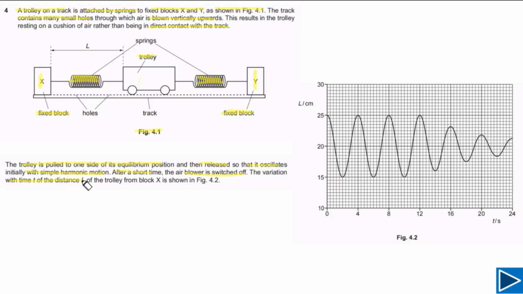Variation with time t of the distance L of the trolley from block X is shown in figure 4.2. So this is figure 4.2. From this figure, we can also see at the beginning, you see this motion is undamped. So until this point, we have air blower on, meaning air is coming out of the holes, and after that we switch off air blower. So you see damping start after that. So this is the damping.